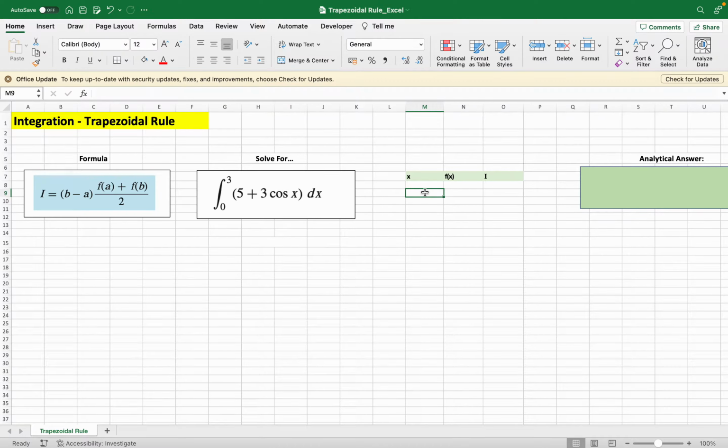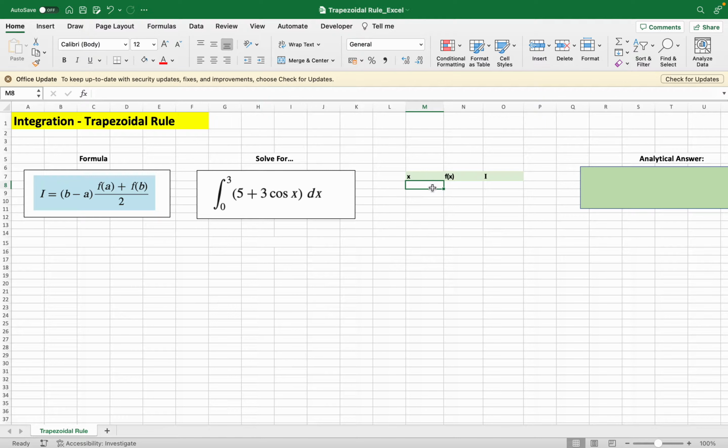Alright, so in this video, I'll be showing you how to use the trapezoidal rule to numerically integrate in Excel. And so we have our formula here for the rule. We have the function we're going to solve for. And yeah, basically that's it. And I recommend you make this table first, or these three columns first.